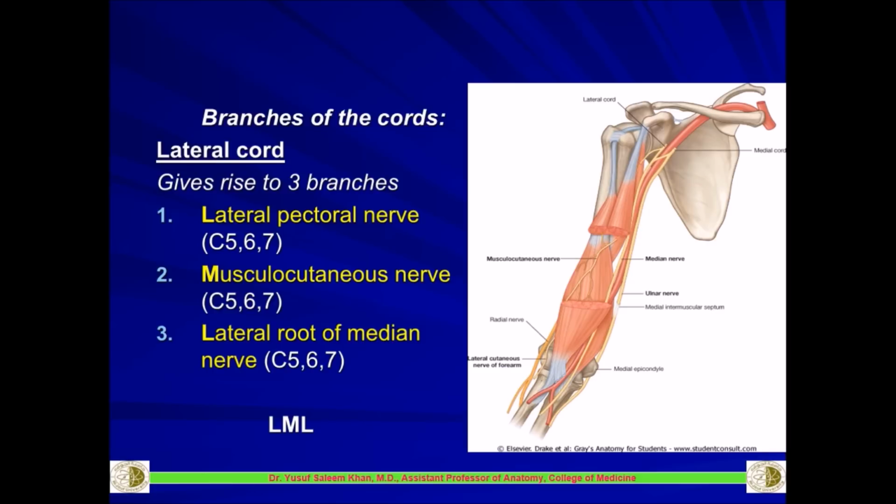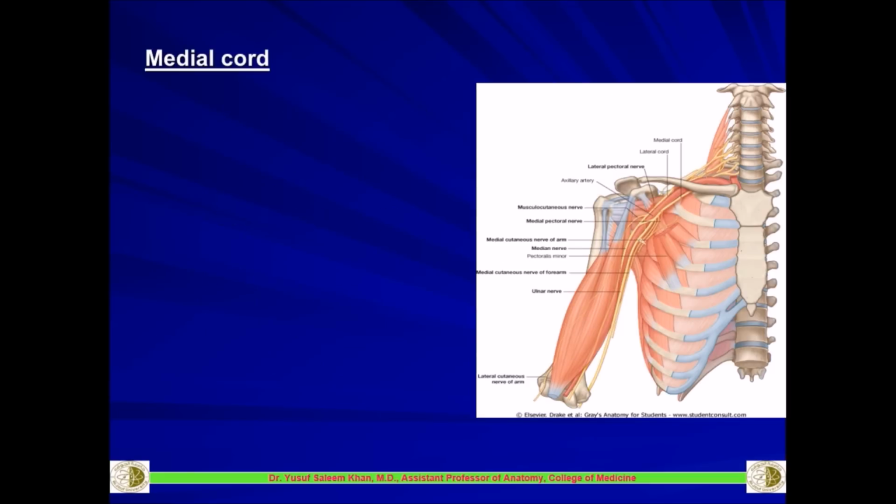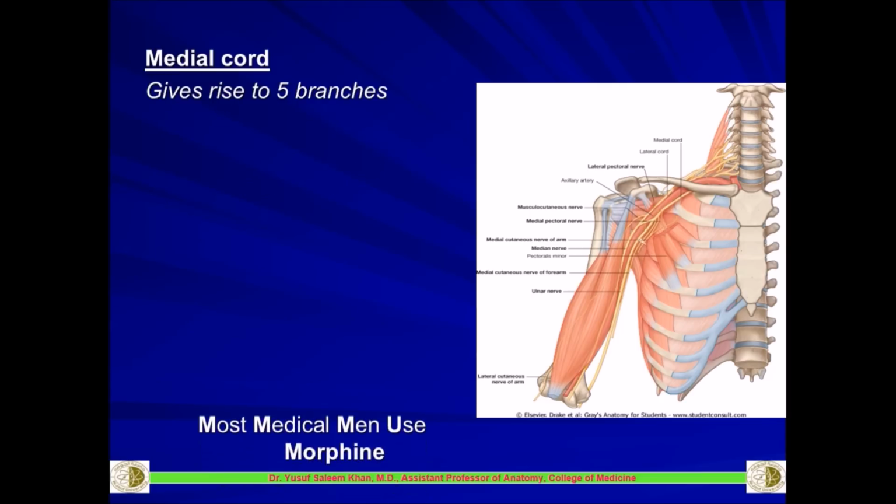So there are three nerves which are coming from the lateral cord: LML, lateral pectoral nerve, musculocutaneous nerve, as well as the lateral root of the median nerve. Now coming to the medial cord. Medial cord will be giving 5 branches. Which are those? This stands for MMMUM.